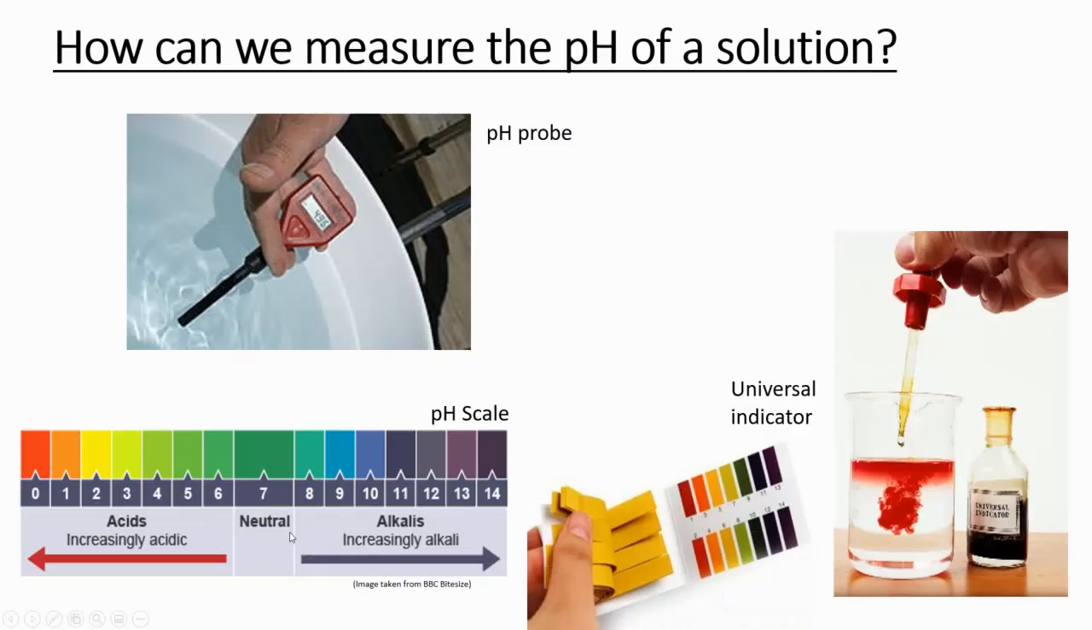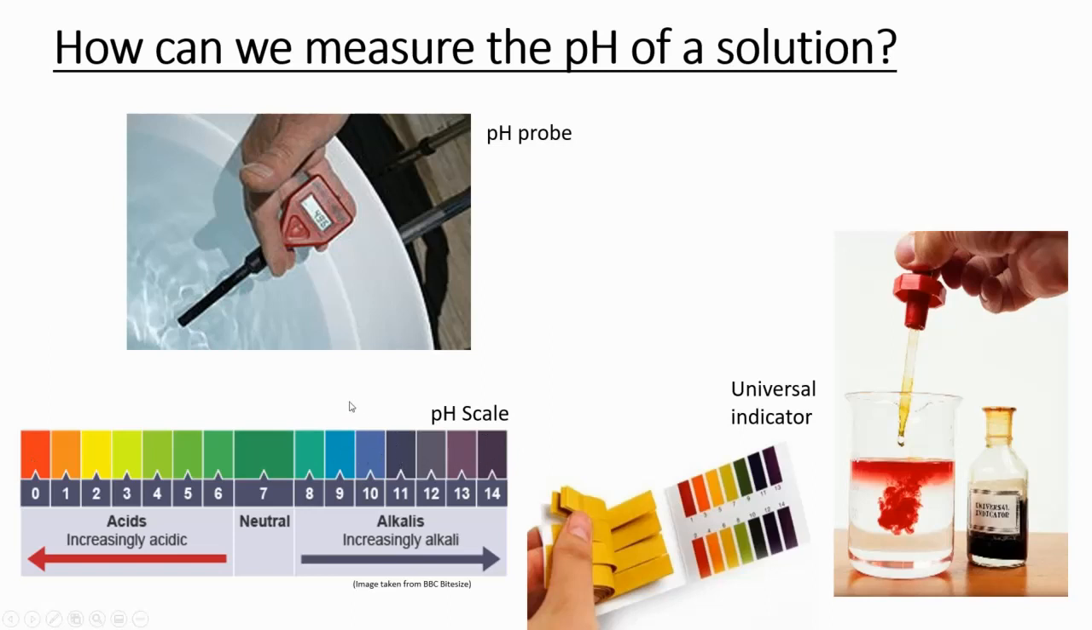Anything with a green color has a pH of 7, and that would be neutral. Anything that's acidic will go a more sort of yellow into orange into red color. And anything that's alkaline tends to go a sort of more blue to purple color.